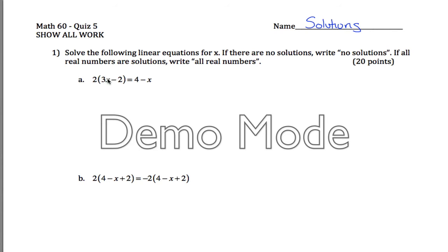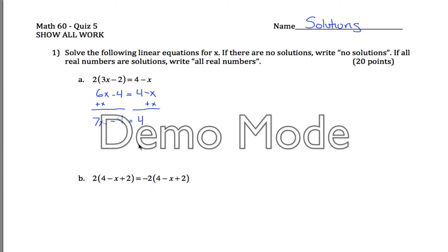So a good first step would be to distribute this 2 in. So 2 times 3x is 6x, and 2 times negative 2 is negative 4. And now we have a linear equation here which we could solve. One way to do it would be to add x to both sides, because then you won't have x's on both sides of the equation, because negative x and positive x cancel out. You'll just have x's on one side of the equation.